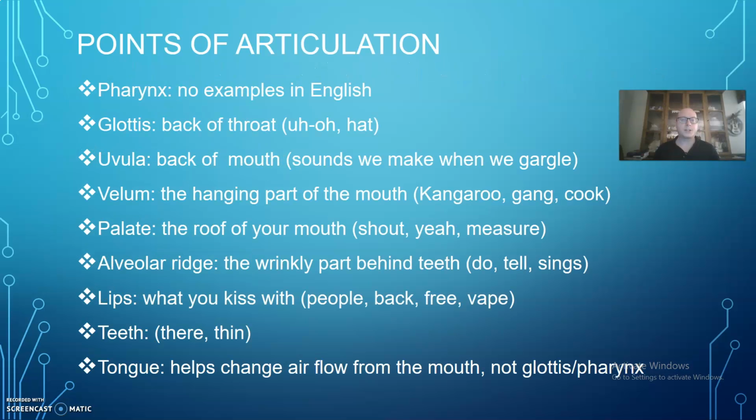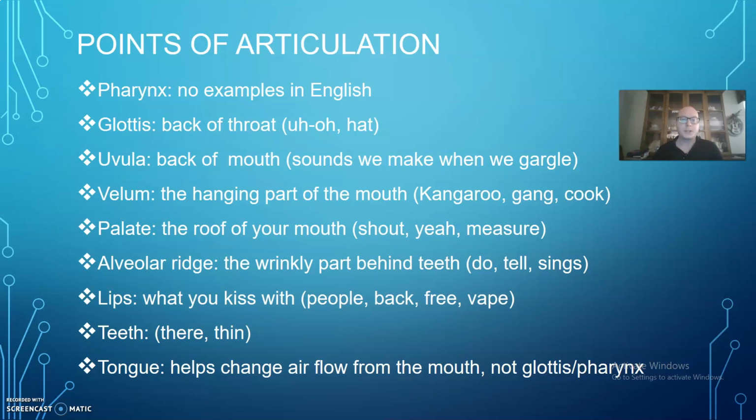Okay, so points of articulation, just something really quick. You don't need to understand what all this means. These are words that are labels for the part of the human anatomy. So we don't expect you to remember all this, right? Starting from our voice box, everyone knows, we move up to the pharynx, which no English words are made in, although you might find it in Arabic. The glottis, which is just above the Adam's apple. In English, this is where we make the h sound for like hat, or we have what's called glottal stops for words like uh-oh.